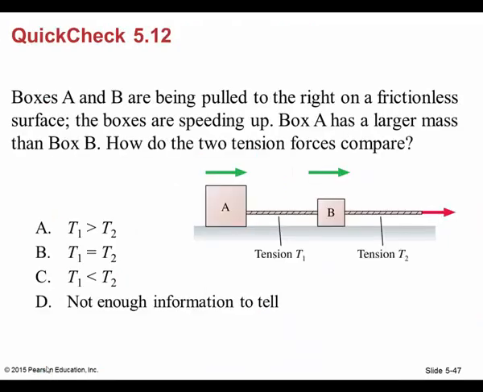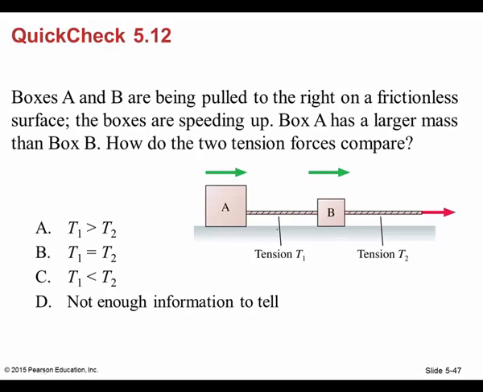All right, now. We got boxes A and B being pulled to the right on a frictionless surface. The boxes are speeding up. Box A has a larger mass than box B. How do the tension forces compare? Well, which one do you think is going to have the higher tension? Is T1 greater than T2?